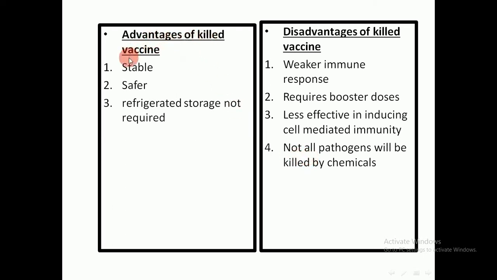While the advantages of a killed vaccine are that it is stable, safer, and does not need refrigeration, so there is no need to worry whether there is electricity or not. The disadvantages are a weaker immune response that requires booster doses, as we know the vaccine is given at 2 months, 4 months, 6 months, which are called booster doses. It is also less effective in inducing cell-mediated immunity, and not all pathogens will be killed by the chemicals.